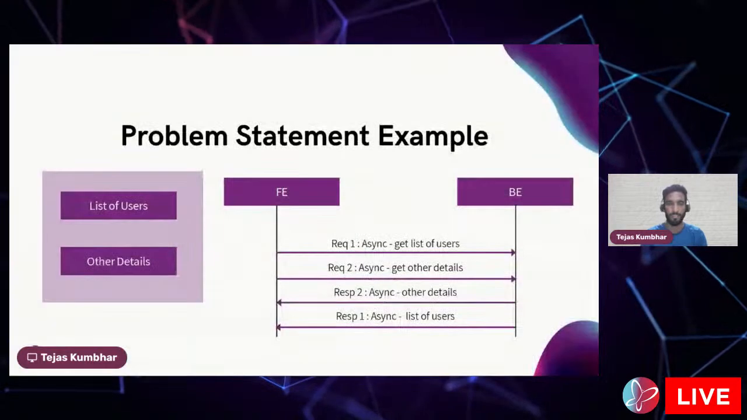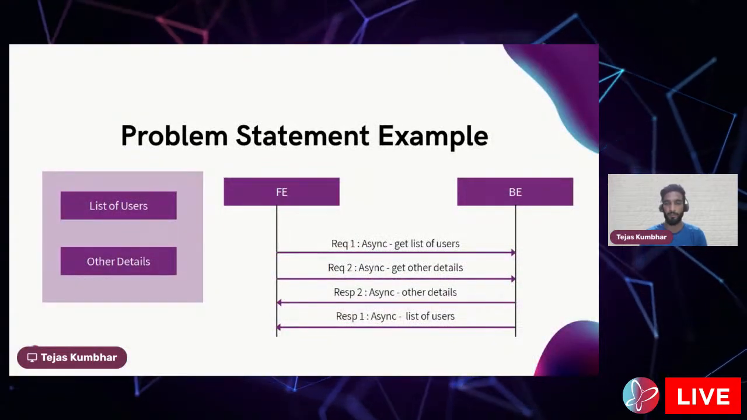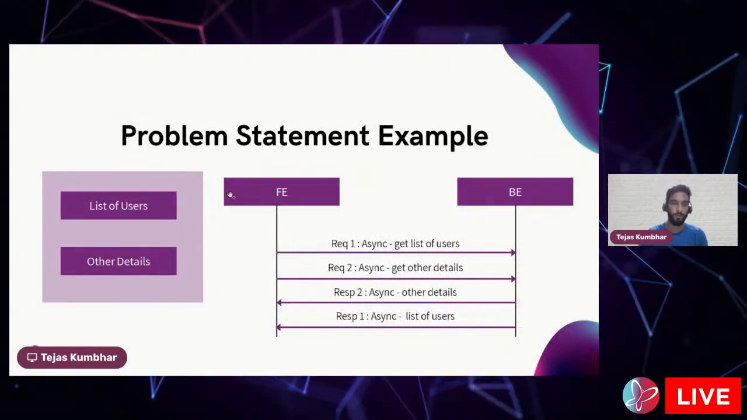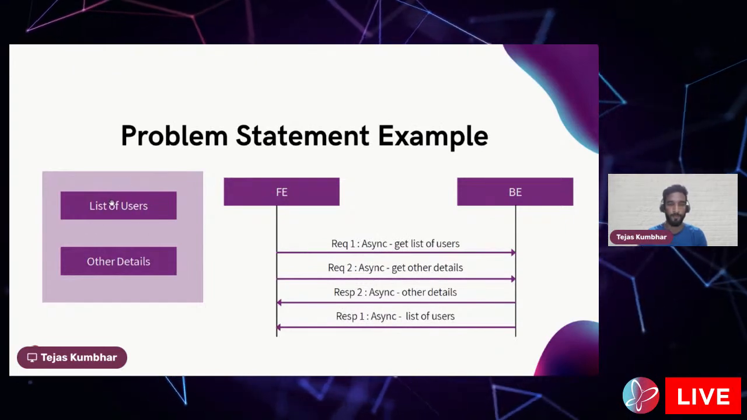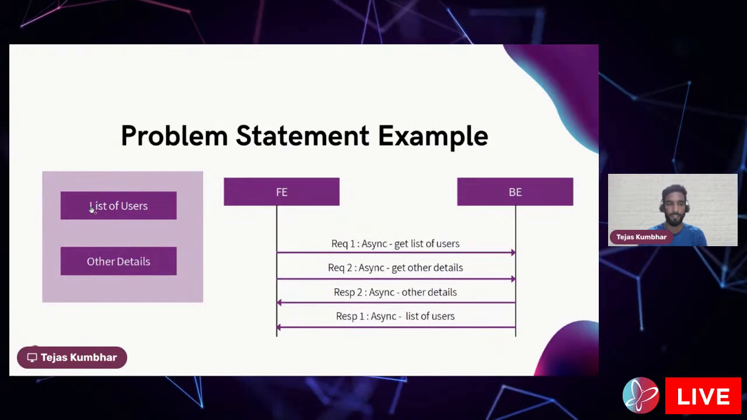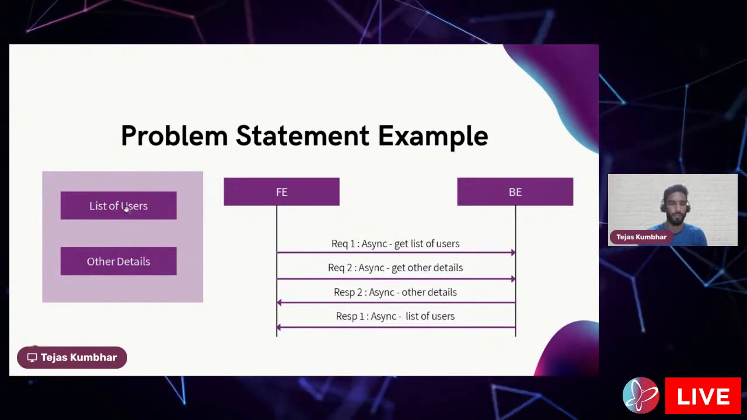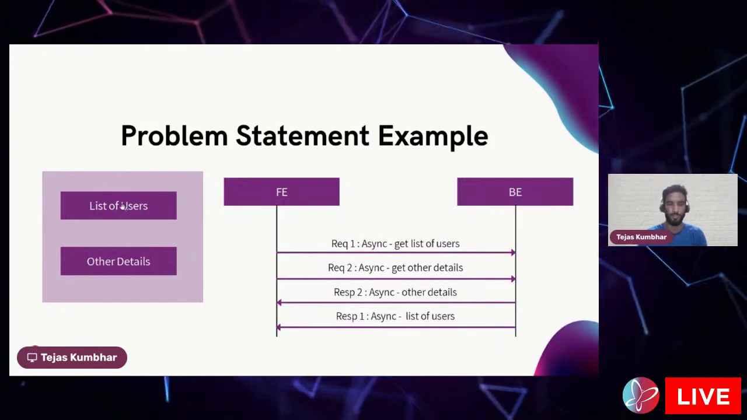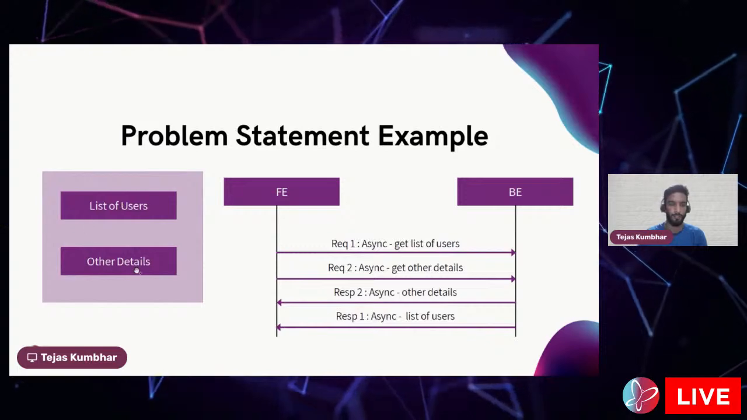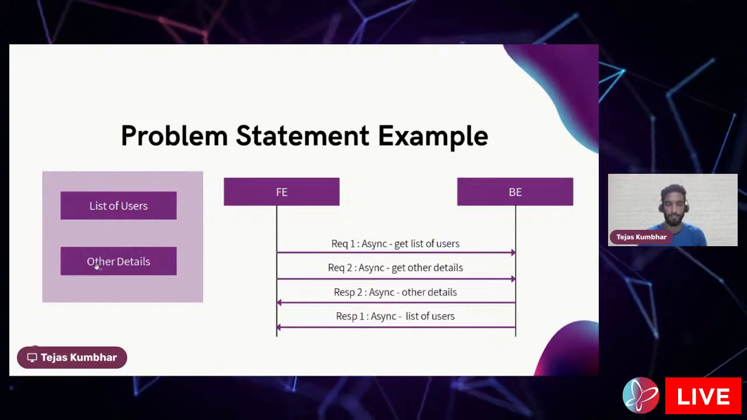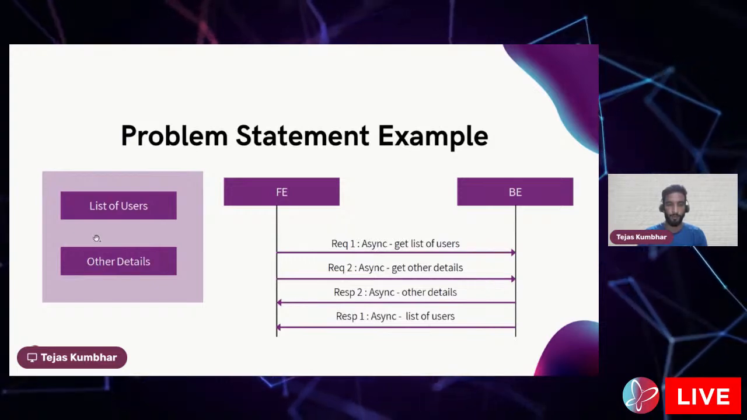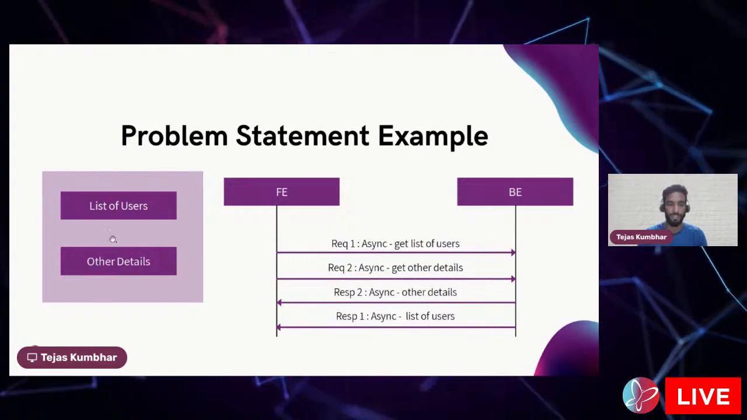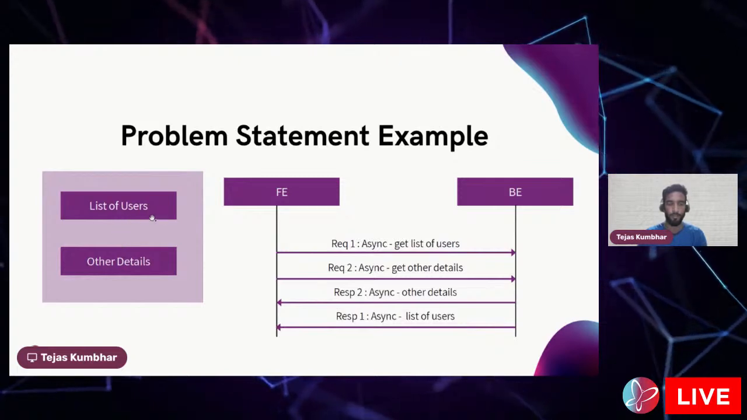So let's see with the help of a diagram. In a given scenario, suppose we need to build one page where there are two sections. In our first section, we are loading the list of users, suppose around 100 or 200 users. And the other section is used to display some random details. So there are two requests for two sections. Each section doesn't need to wait for the other section to be completed first.